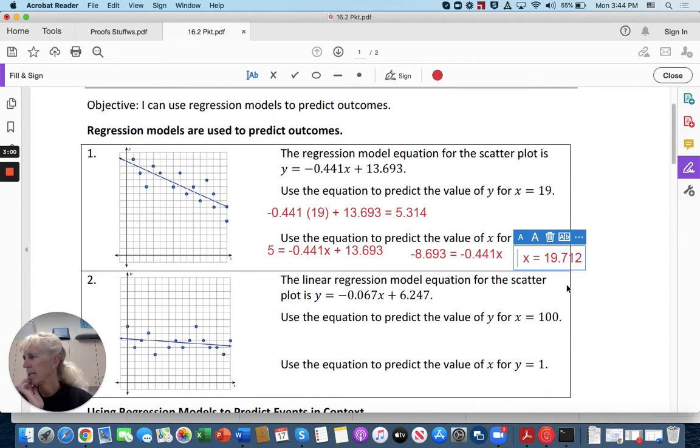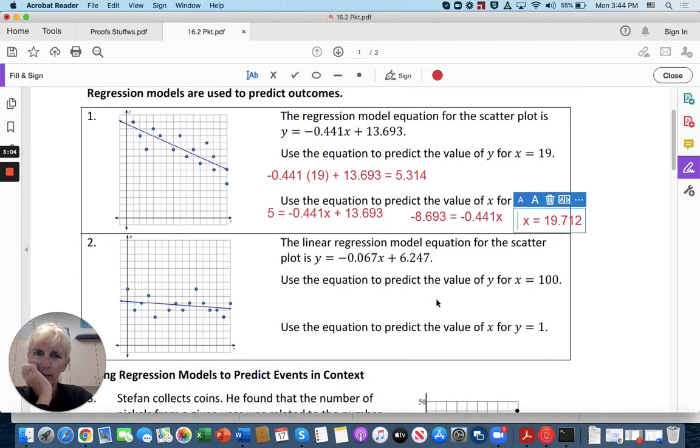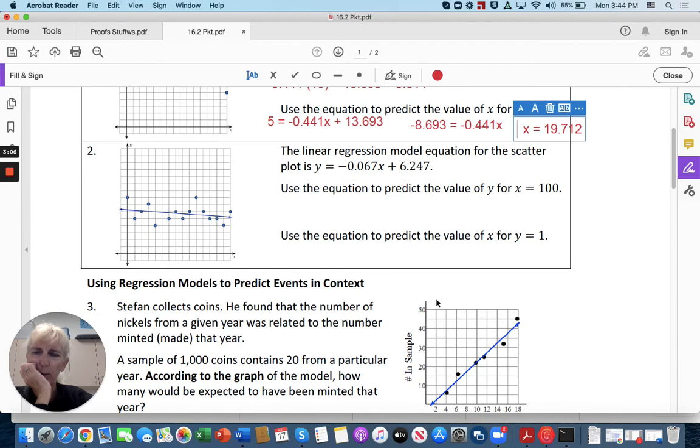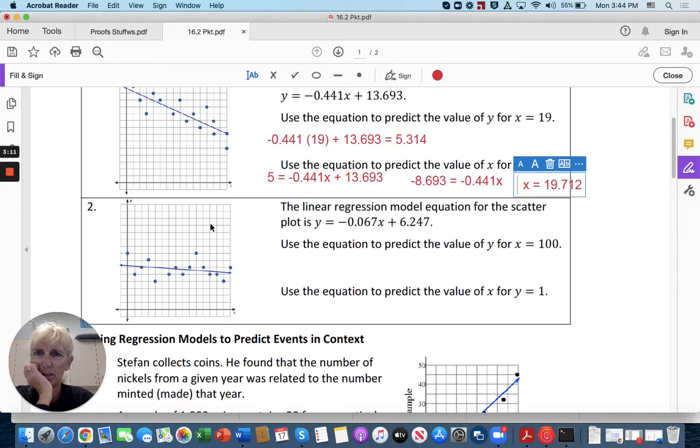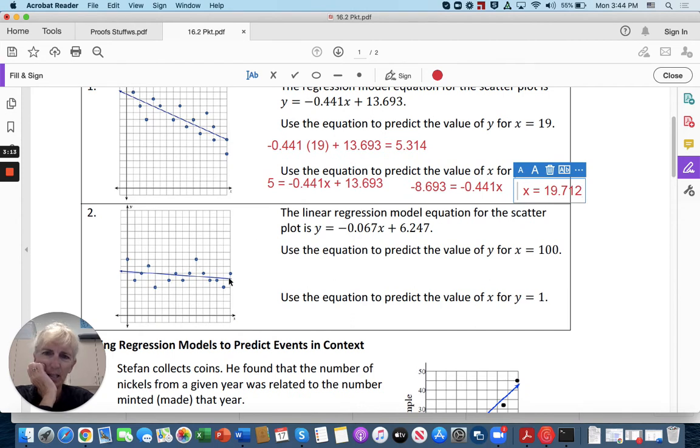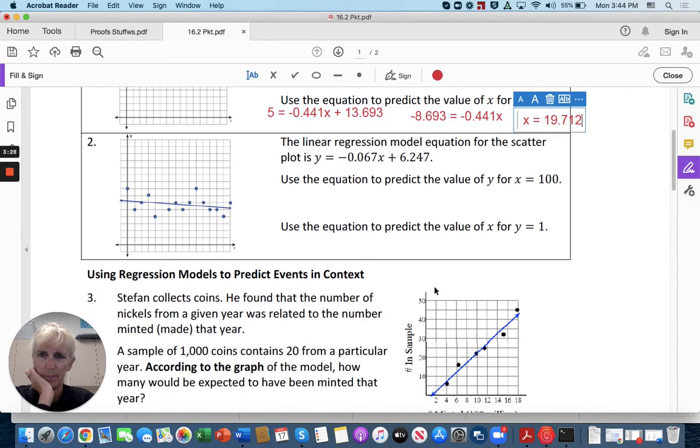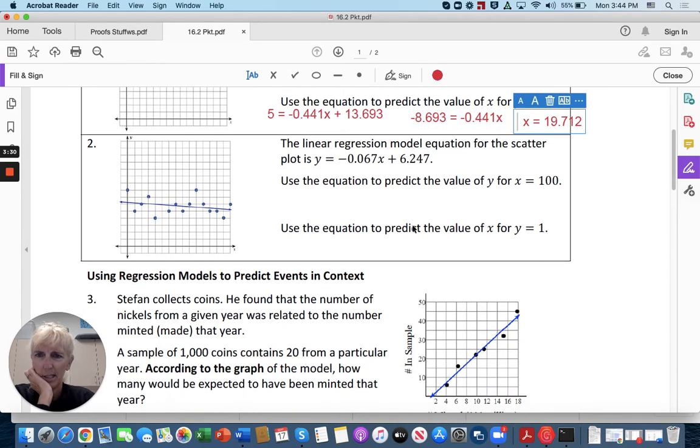Okay, next we're going on to the next problem. The linear regression model equation for the scatter plot is right here. They kind of show you their scatter plot. The line is right there, and it kind of goes through the middle of all the dots. Use the equation to predict the value of y for x equals 100. Okay, stop the video and go ahead and do that one, and then predict the value for y equals 1. All right, I'll let you do that one on your own.